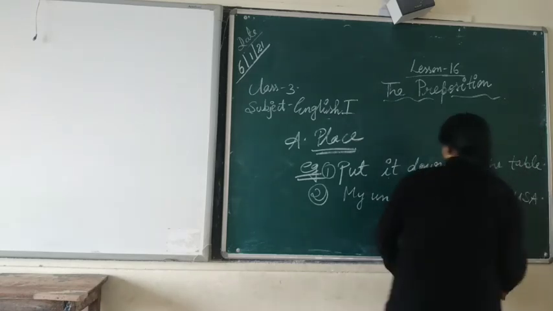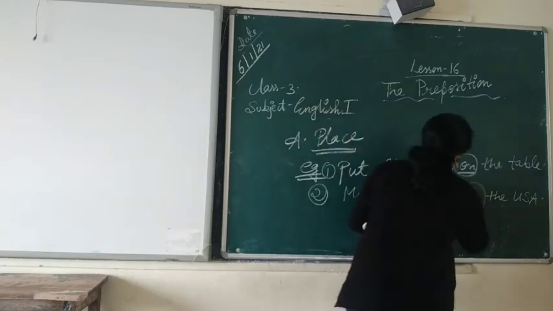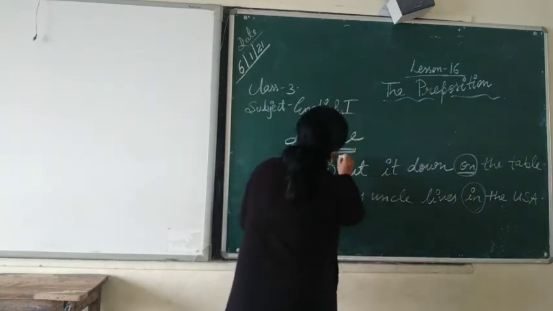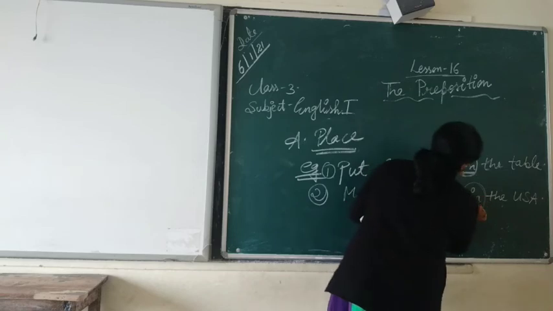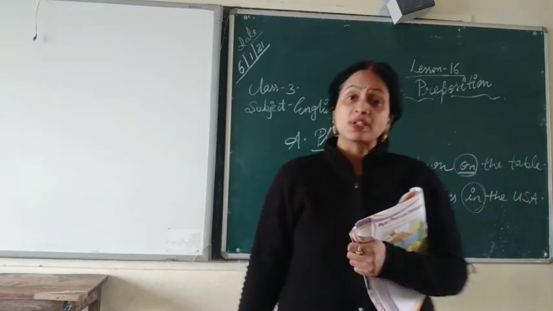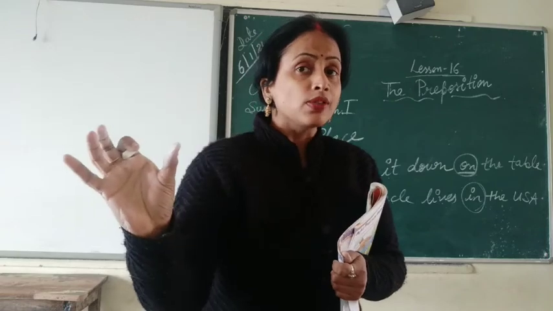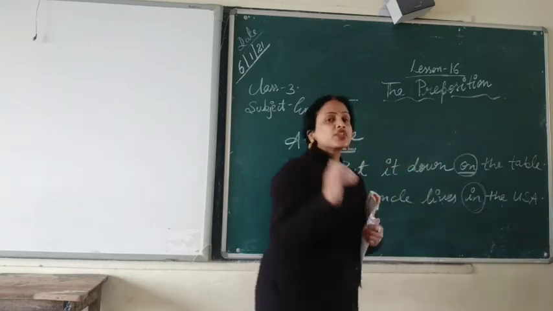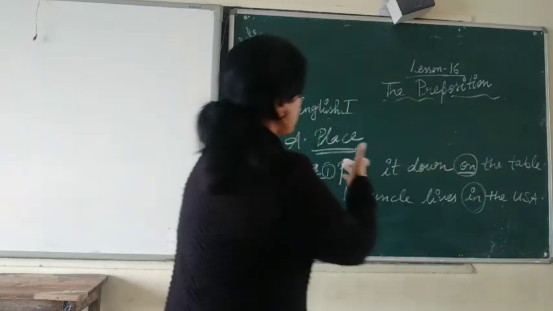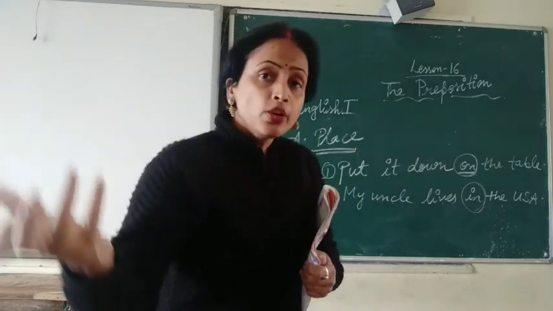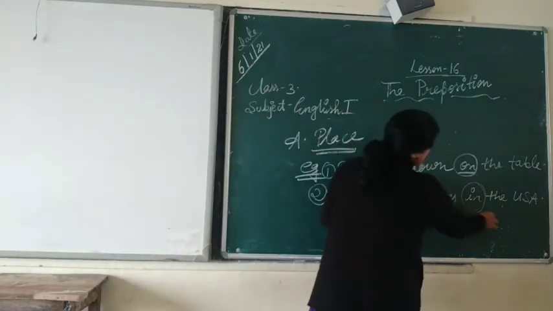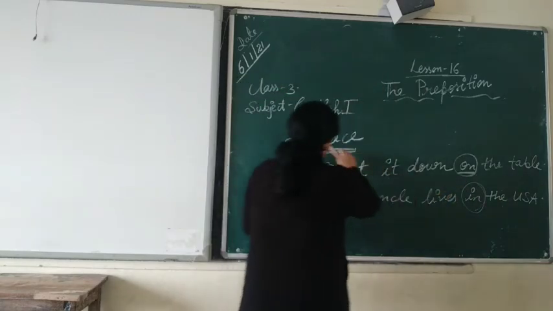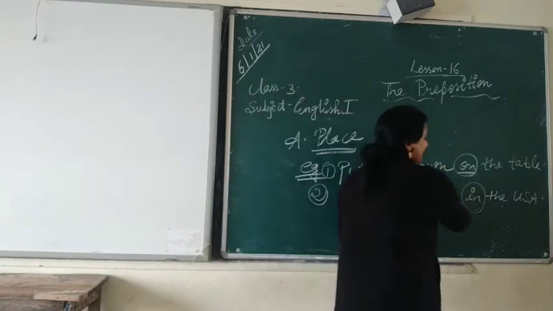So here you see, in also shows a relationship between a noun and pronoun, isn't it? In my uncle lives in the USA, the USA is a particular place. So this in is a preposition which tells you where uncle lives. It shows a relationship of noun or pronoun. So this is known as a preposition. For place we can take on, in, like this.